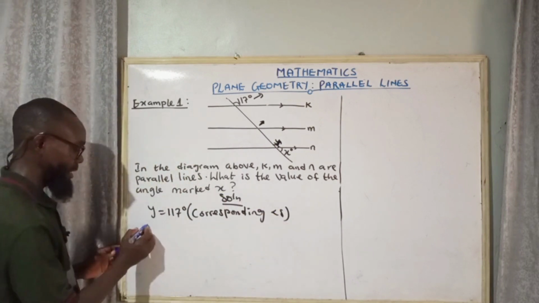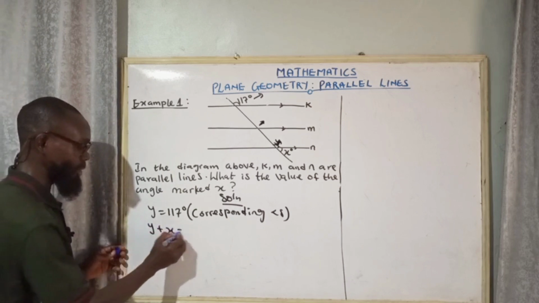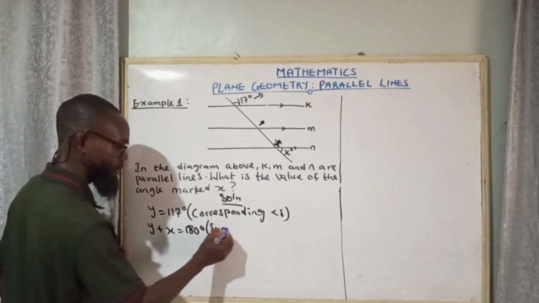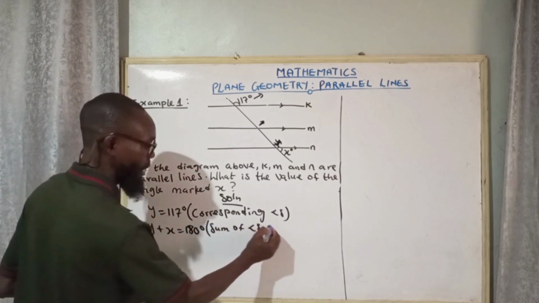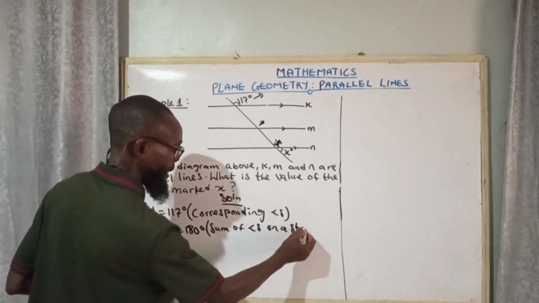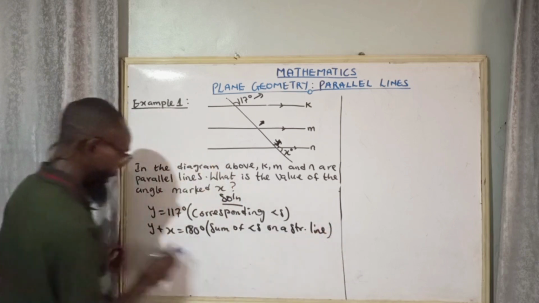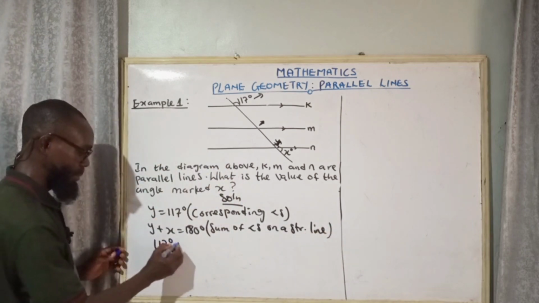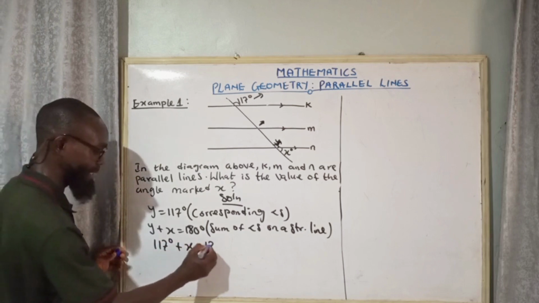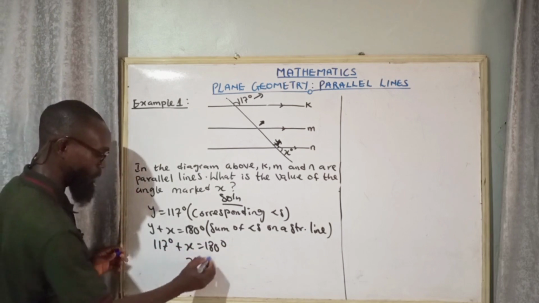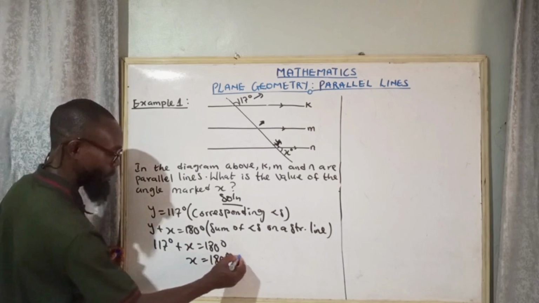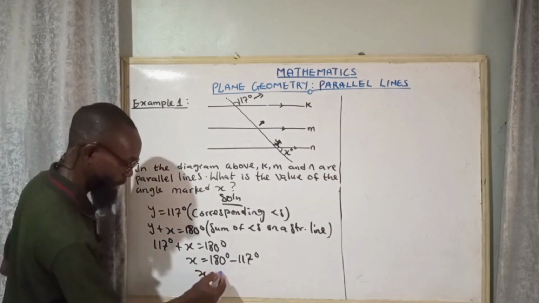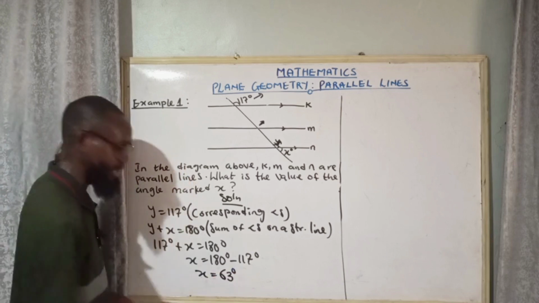I can now say Y plus X is equal to 180 degrees. Reason: sum of angles on a straight line. My Y, as we have, 117 degrees plus X is equal to 180 degrees. My X will equal 180 degrees minus 117 degrees. X is equal to 63 degrees.